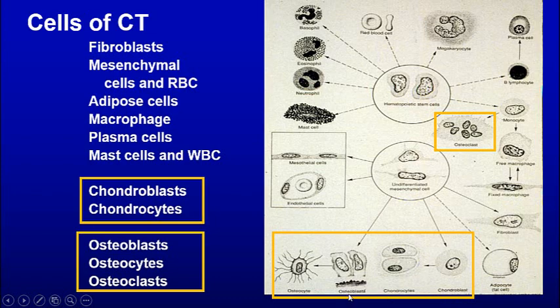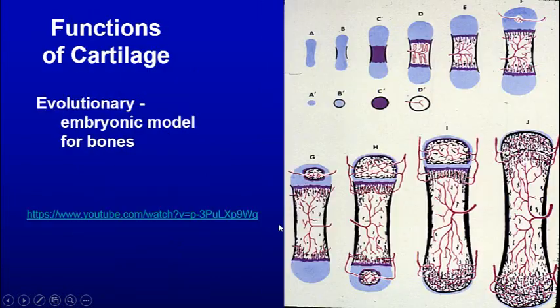Likewise, in bone, you have the osteoblast. Osteoblasts get trapped in their lacunae or space, and now they are osteocytes. So there's 5 types of cells. There's chondroblasts, chondrocytes in cartilage, and in bone, we have osteoblasts, osteocytes, and also osteoclasts, these macrophage-derived cells that eat up bone. Now, the function of cartilage is, in the embryo, it is our skeleton.